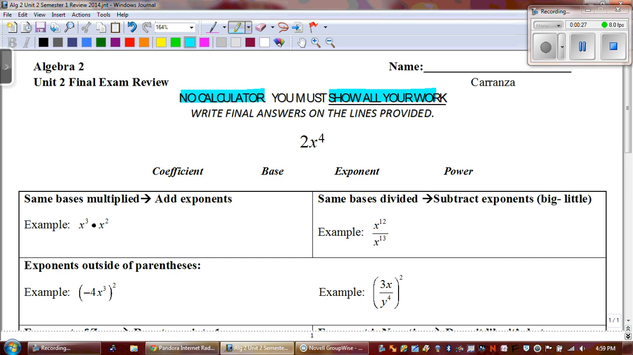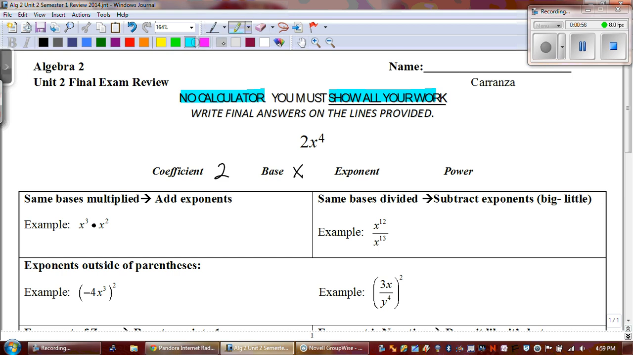Coefficient. A coefficient is the number that is in front of a variable. So our coefficient in this case is 2. Now our next word is base. The base is the number that's in front of the exponent. Okay, so our base here is just the x.